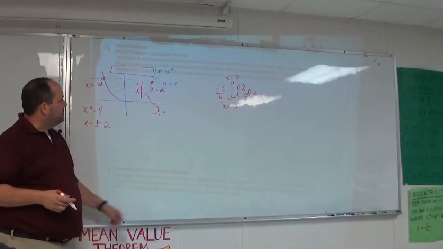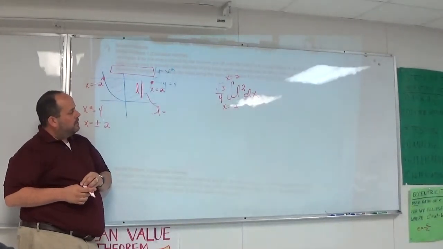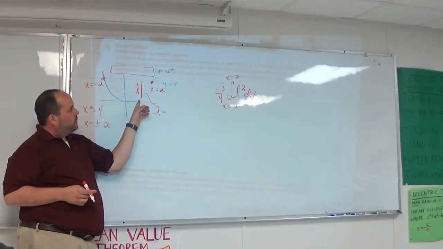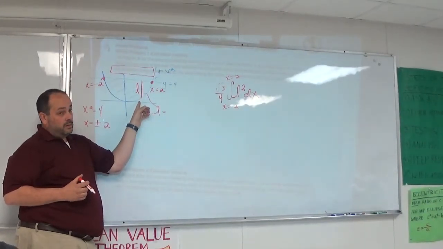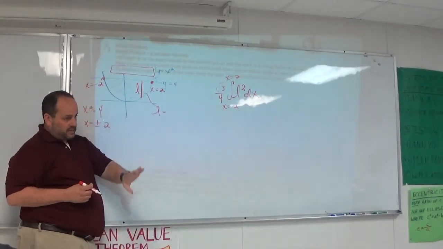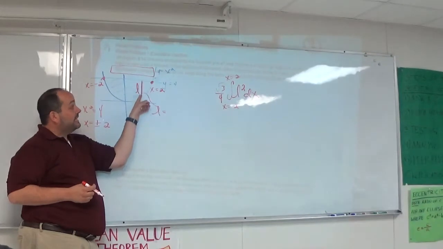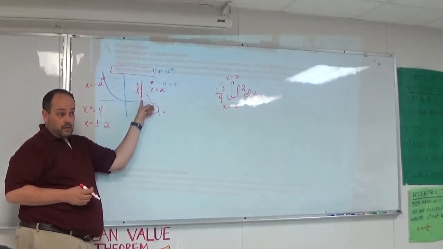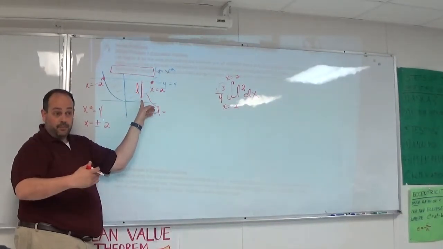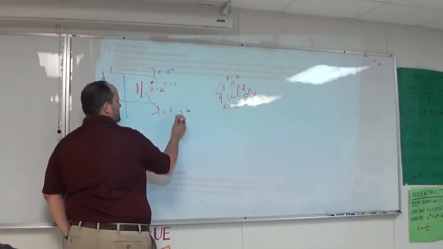How long's L? Y equals x squared minus 4. Is everybody okay with that? Or is it the opposite way? That's the question. How do you determine the length? It should be top minus bottom. It's always going to be top minus bottom. So L is 4 minus x squared.